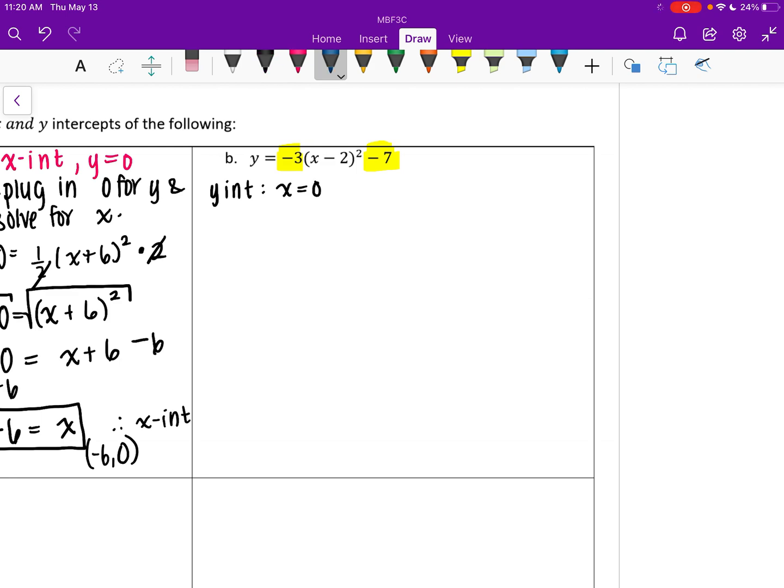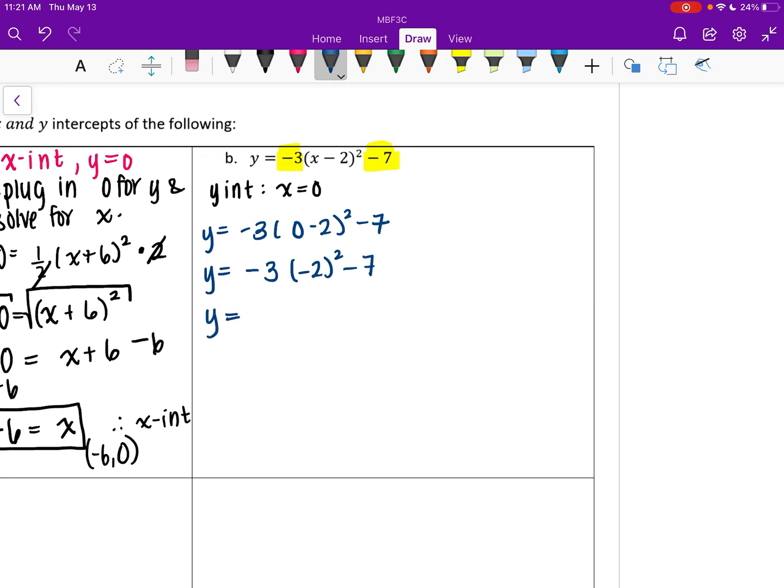So I'm going to go in, do that. Right, so we have y equals negative 3 times (x minus 2) squared minus 7. And I'm just going to replace the x with a 0, because we're looking for the y-intercept. So now let's just do the math. We're going to solve for y. Negative 3 times (0 minus 2) is just negative 2 squared, minus 7.